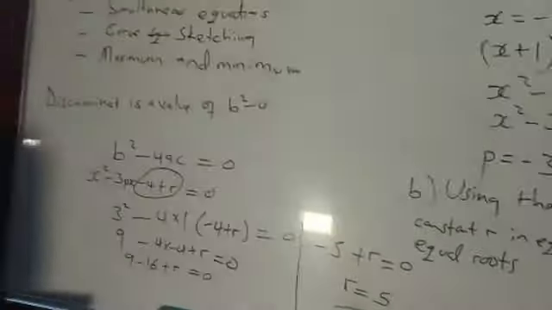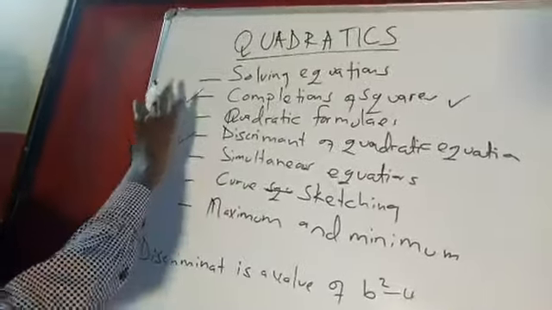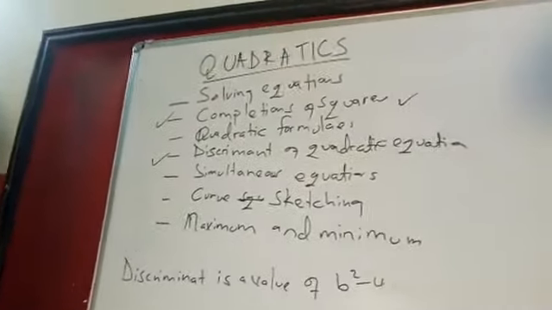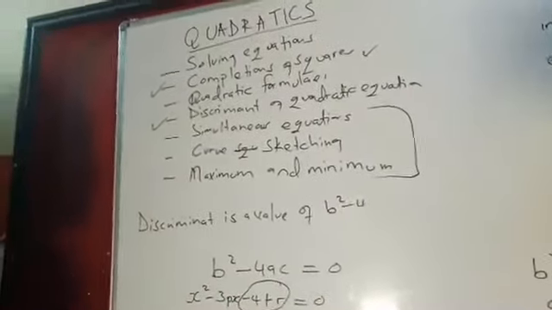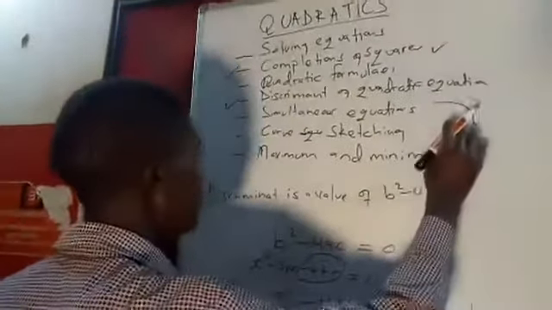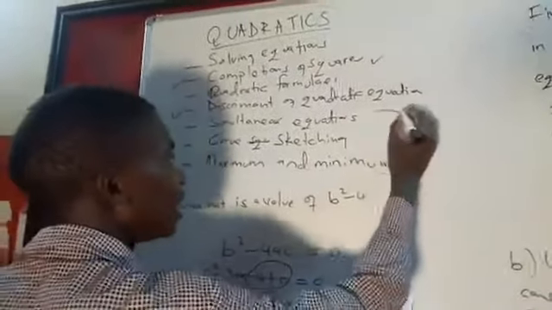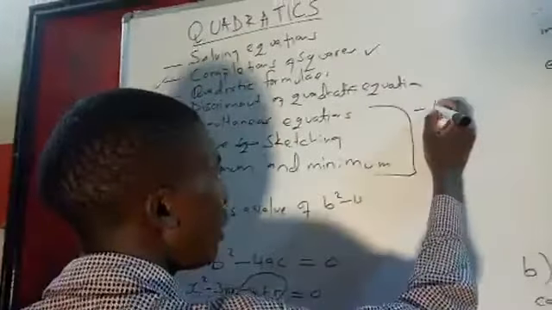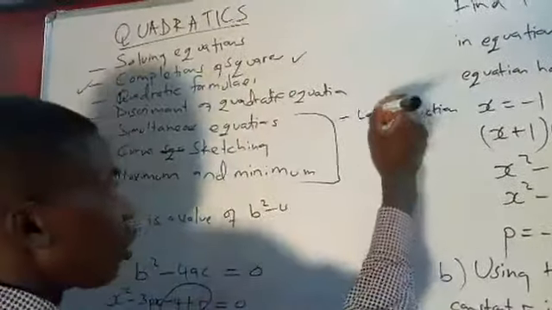But now we have completed the discriminant of a quadratic equation, and the next time we are going to look at curve sketching, maximum and minimum, and simultaneous equations, and mainly in simultaneous we are going to look only at the elimination method, which is sometimes called the echelon method.